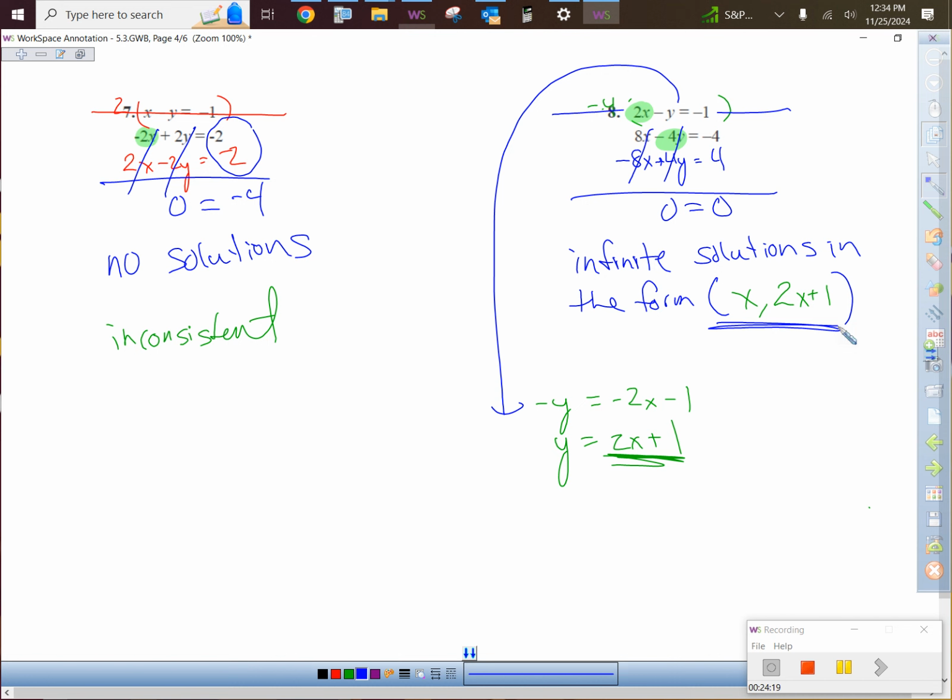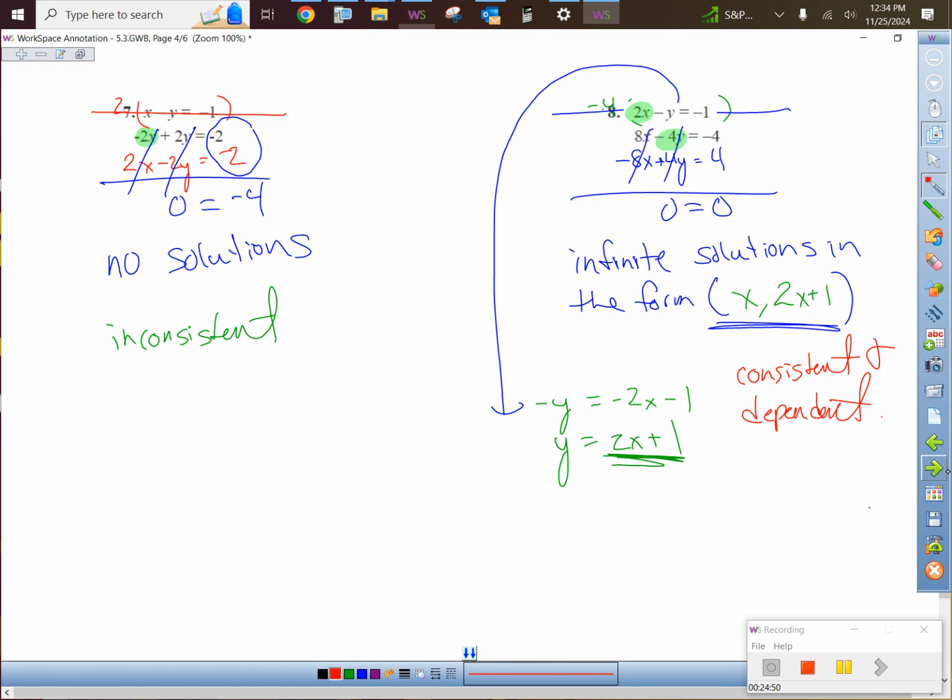Let's classify this one. Consistent or inconsistent? Consistent because we got answers. Dependent or independent? This one is dependent because there are infinite answers. It's like if I said, what's the answer? You'd go, well, it depends. I have to make up something for x and then sub it in and find y. It depends. There's an infinite number.